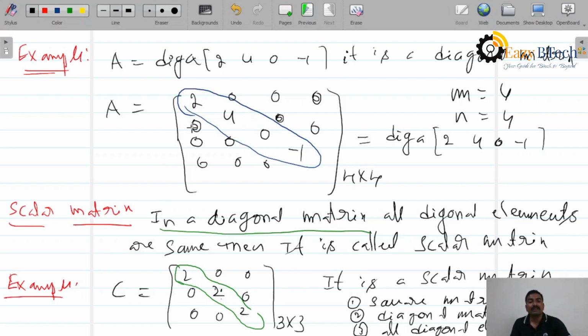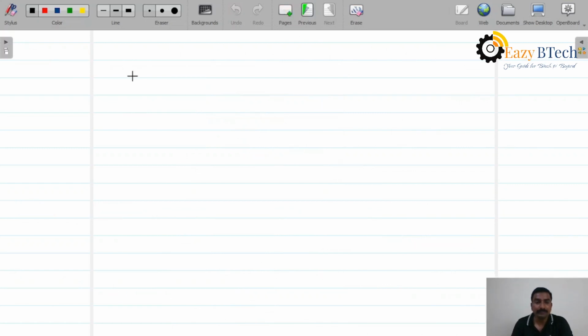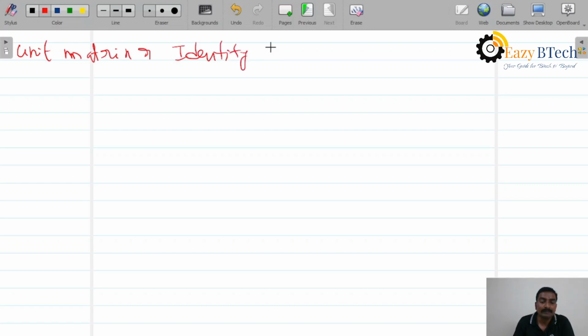Now, come to the next one, symmetric matrix. Before going to discuss the symmetric matrix, we have to discuss the unit matrix. Unit matrix. It is also called identity matrix. It is simply denoted by capital I.